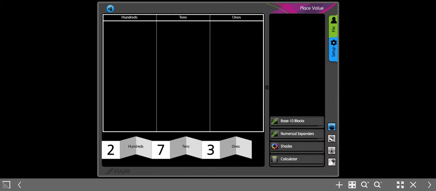How do we read this number to say the total? Let's read it together. 2 hundreds, 7 tens, and 3 ones.